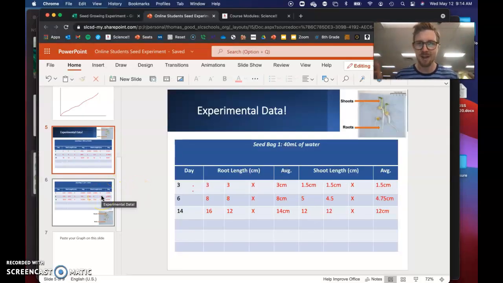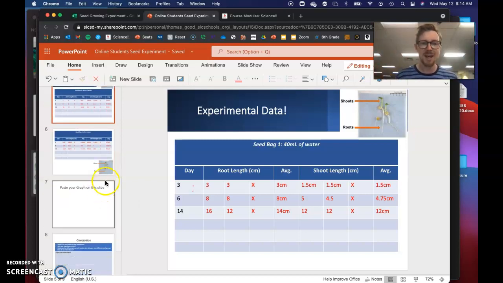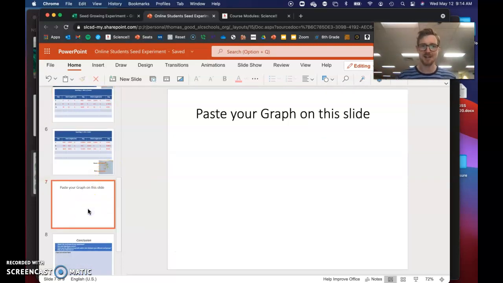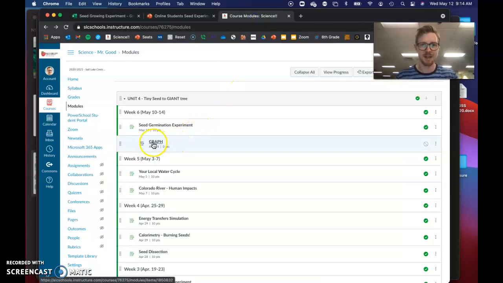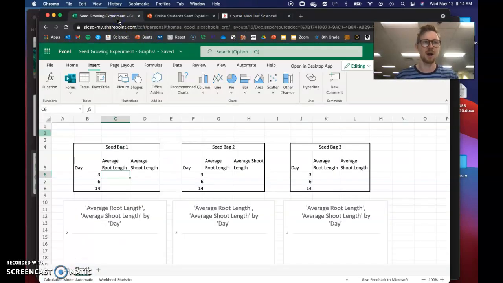So we have our data. Now what? We're not done. In a good science experiment, collecting the data is really only the beginning of understanding what happened. So we need to make a graph and paste it on this next slide. The way that we will do that is I've created this thing here called graph. Go to modules, click on graph, and you will get your own Excel sheet that looks like this.